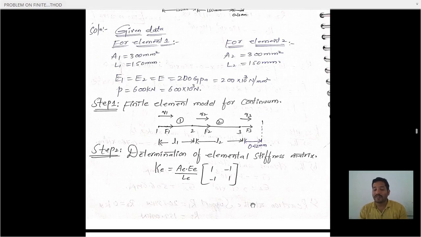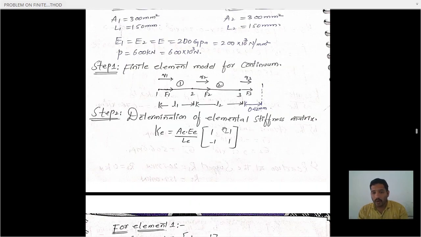After that, in step number 2, we need to find out the elemental stiffness matrix. Here, how many elements do we have? We have 2 elements, the first element and the second element. So this means that we need to find out the values of K1 and K2. If there were 3, then we would need to find K1, K2, K3. Is it right? So this is the formula of the elemental stiffness matrix: Ke is equal to Ae Ee by Le, times the matrix 1 minus 1, minus 1 1.